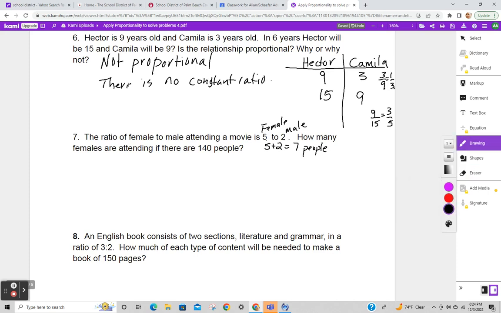So when we write our proportion, we want that to be female over total equals female over total. And I mean the number of females. And we'll have to write 2 proportions. We'll do the same thing for male. We'll do number of male over total people equals number of male over total people.